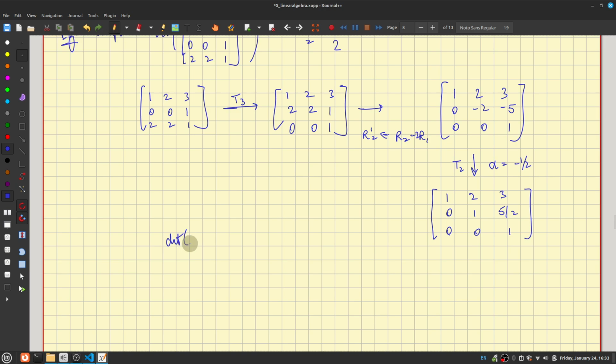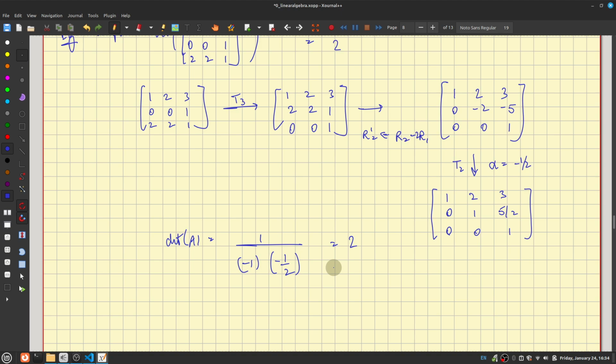Remember that the determinant of A is 1 divided by the number of swaps that I had to do. How many swaps did I have to do? 1. So it is minus 1 times all of the scaling factors that I had. I had only one scaling factor in this particular example, which was minus half. So this is just equal to 2.